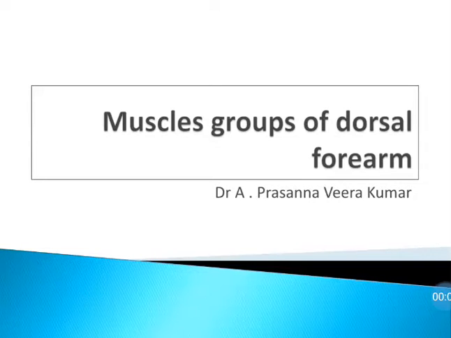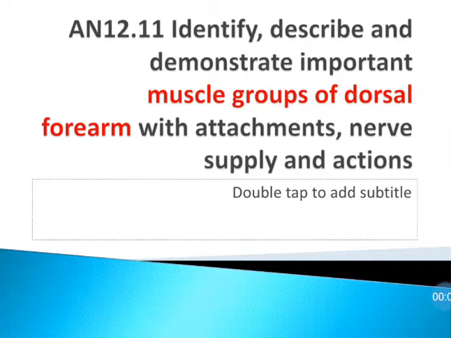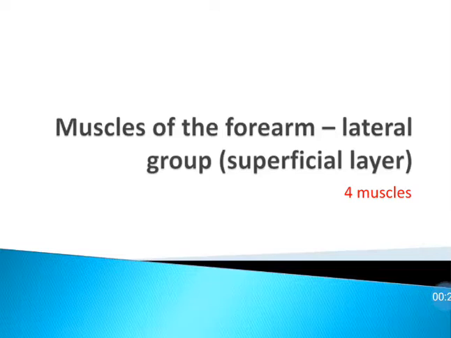The topic is muscle groups of the dorsal forearm. So in this competency, we will be studying the muscle groups which are present in the forearm, that is, the dorsal aspect of the forearm. Coming to the muscles of the forearm, there are 4 groups.